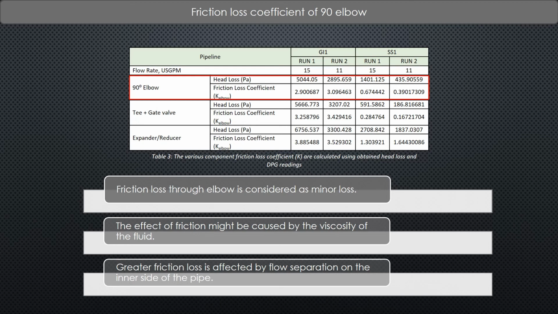The friction loss through the elbow is considered as minor loss. When the fluid flows through elbows, the effect of friction might be caused by the viscosity of the fluid. The friction loss in the elbows is caused by the flow separation on the inner side of the pipes, as it contributes to a greater friction loss.